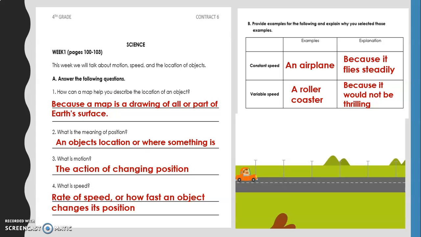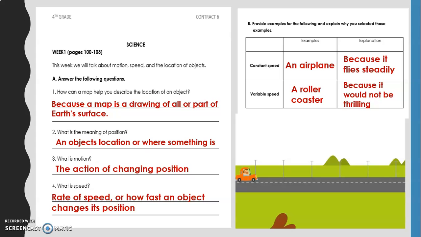On the contract, we had the chance to study the first week. It was from page 100 to 103 on the Shake Up Science book. We said that we would talk about motion, speed, and location of objects. Bear in mind that we answered questions related to description of location, position, motion, speed, and the different categorization of types of speed, constant speed and variable speed.